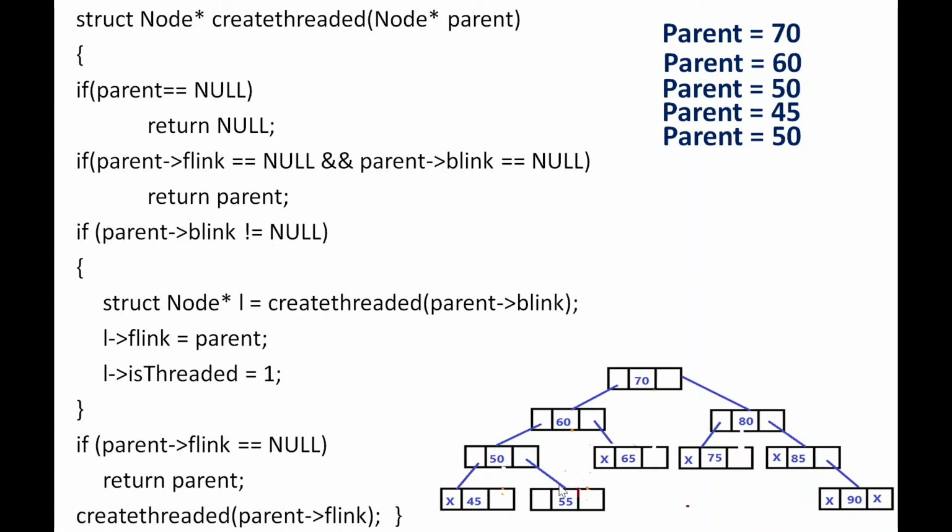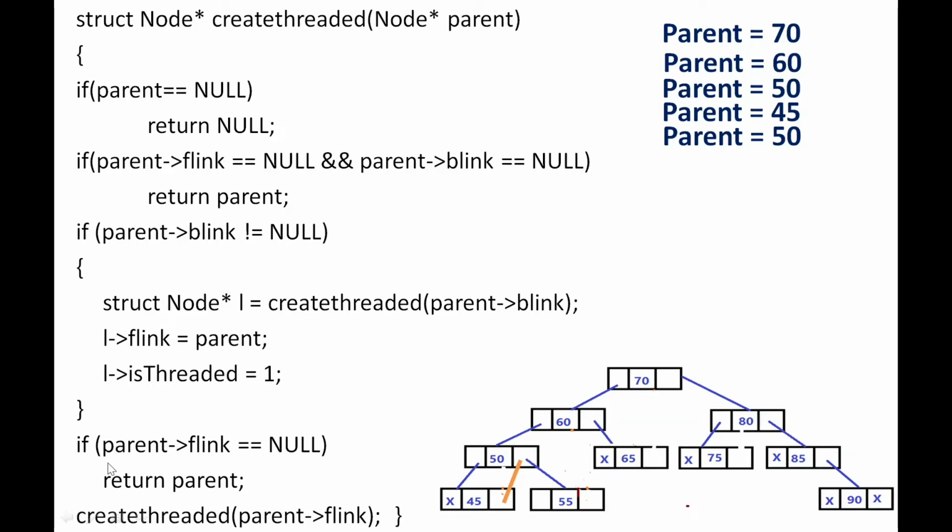Which means that we are interconnecting node 45 with node 50. By assigning its parent address to f link, the address of node 50 is copied into the f link pointer of node 45. So it leads to the first thread in the program, and we also assign a variable called isThreaded to be 1, and this value is needed in the traversal algorithm. So we are just changing it to 1, and then it will continue the execution.